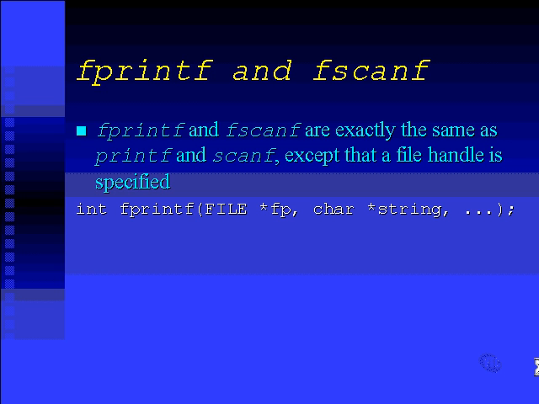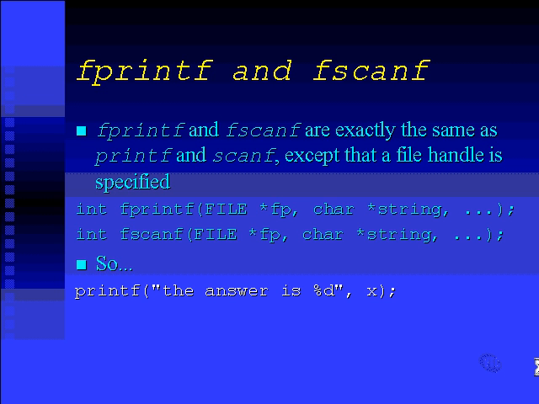fprintf looks like this. It's exactly the same as before, except the very first parameter is the file handle. It goes before the text formatted string that you want to output. fscanf is pretty much the same, and so I don't really need to go into too much detail on fprintf and fscanf. In fact, this is all I'm going to tell you about them.